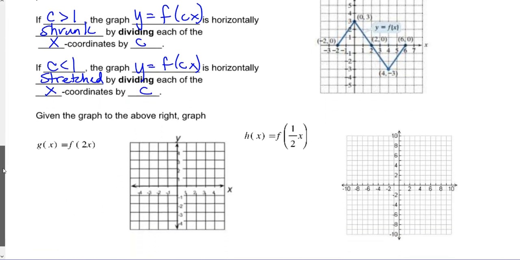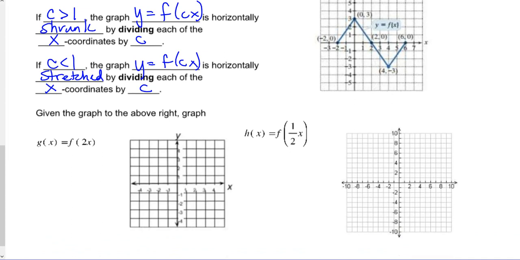All right, so the easiest way for me to do this with you is here I have this graph. I have points along the way, so I'm going to put each of those 5 points in a t-chart. We have negative 2, 0. We have 0, 3. We have 2, 0. We have 4, negative 3. And we have 6, 0. And I want to have a c times x here. Our c is 2 this time.